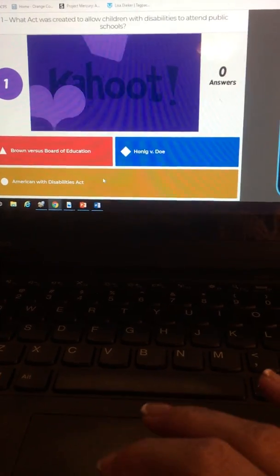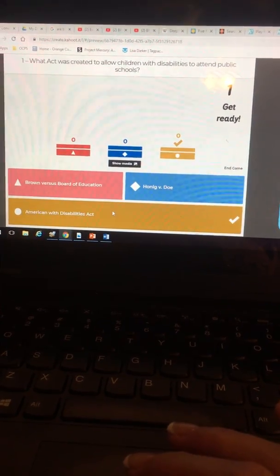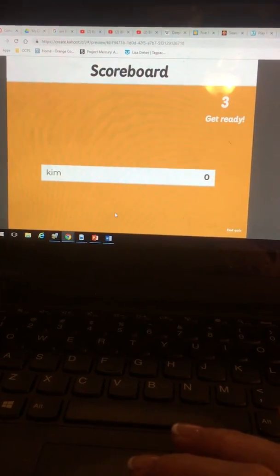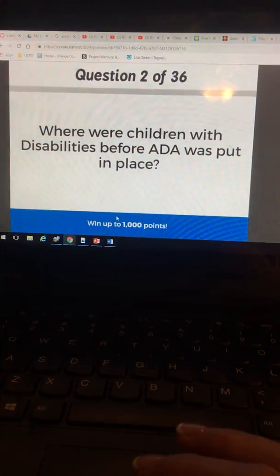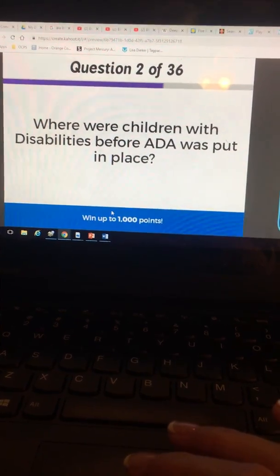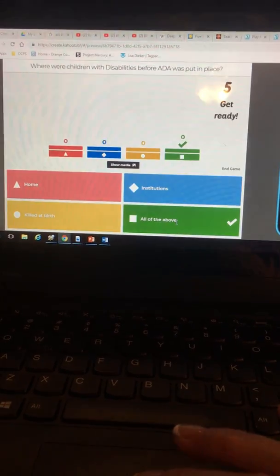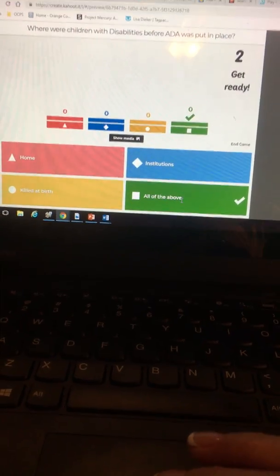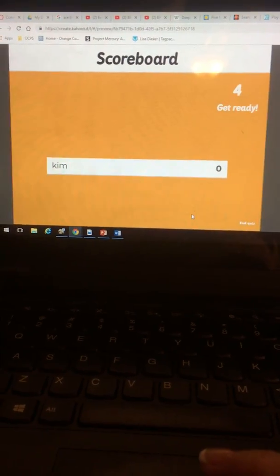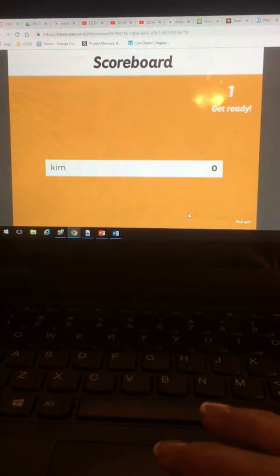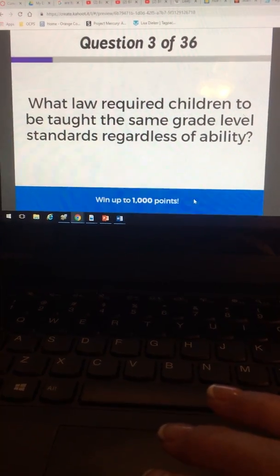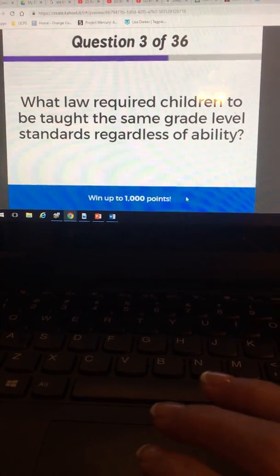What act was created to allow children with disabilities to attend public schools? Where were children with disabilities before ADA was put in place? What law required children to be taught the same grade level standards regardless of ability?